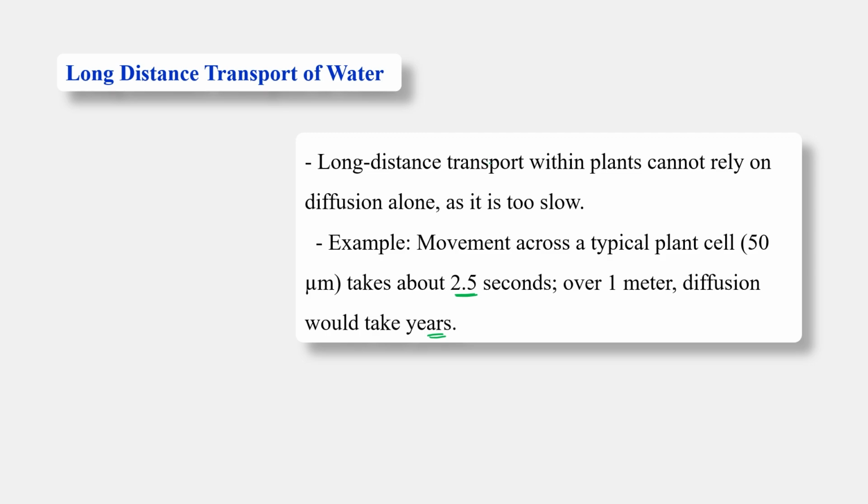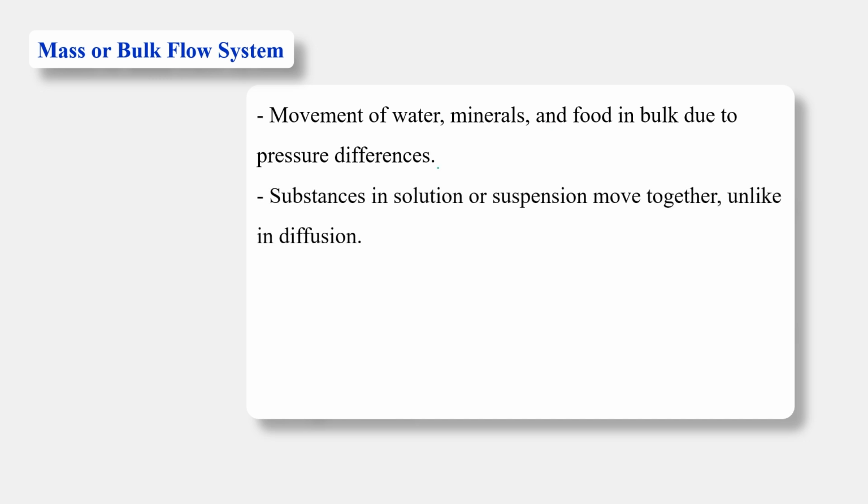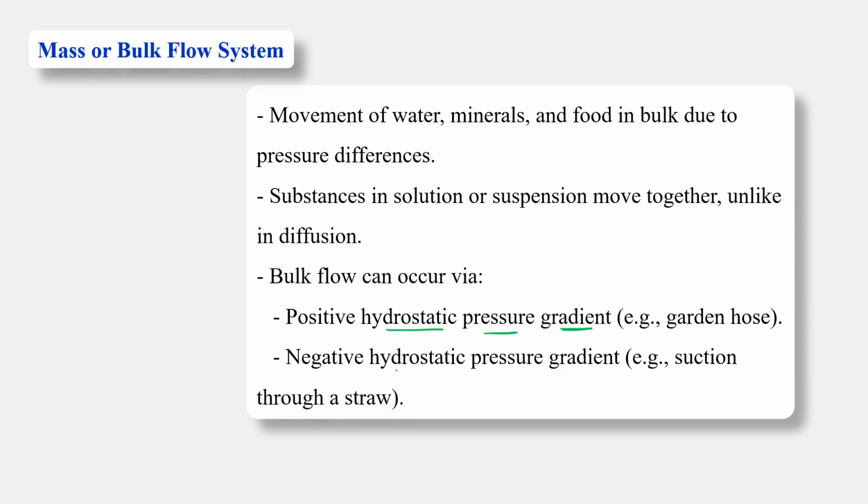So for long distance transportation, another mechanism is used by the plant, that is vascular bundles, through xylem and phloem. Okay, so movement of water, minerals and food in bulk is due to pressure difference, and substances in solution or suspended move together. Unlike in diffusion, bulk flow can occur via a positive hydrostatic pressure gradient in a garden hose and a negative hydrostatic pressure gradient in suction through a straw.